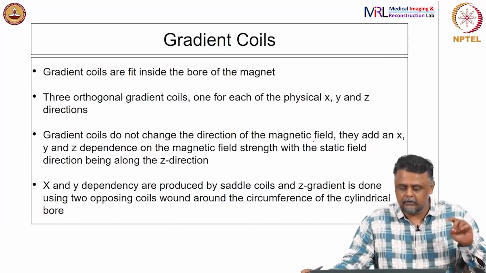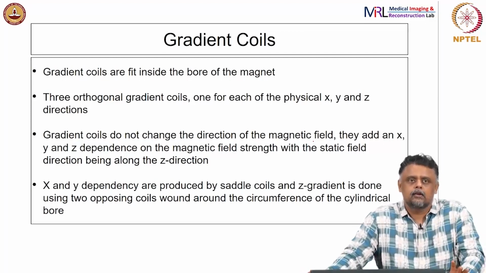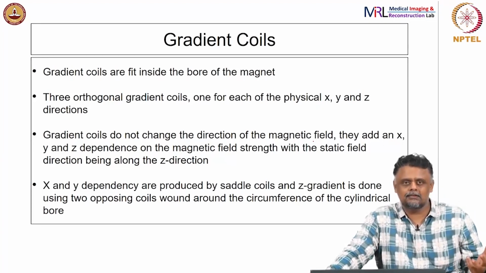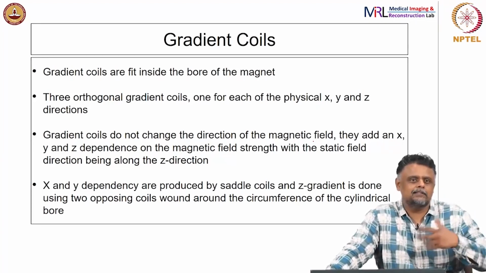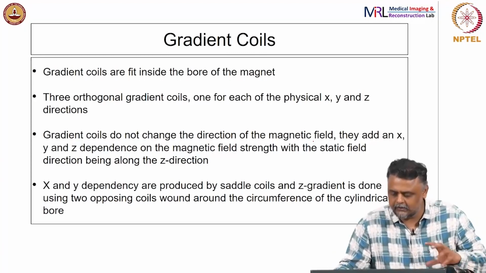And the magnetic field which I am talking about here, the static magnetic field, still points along the z axis. And the x and y dependencies are produced by saddle coils, and the z gradient is done using 2 opposing coils wound around the circumference. I have some pictures, I think I will show you.